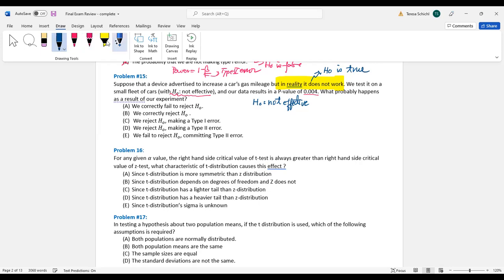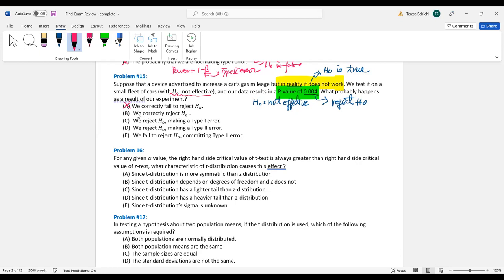Then we test on the fleet, and we come out with a p-value of 0.004. That is a very small p-value. So what does this translate to? With a p-value this small, we reject H0. Now we got our answer: when H0 is true, we reject H0. Let's see what our answer will be. We correctly fail to reject? No, that's not what it says. We correctly reject H0?